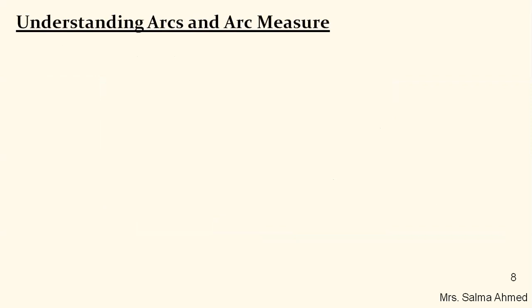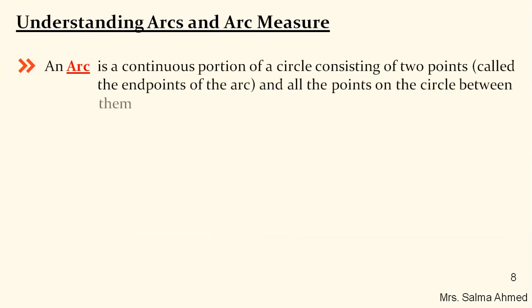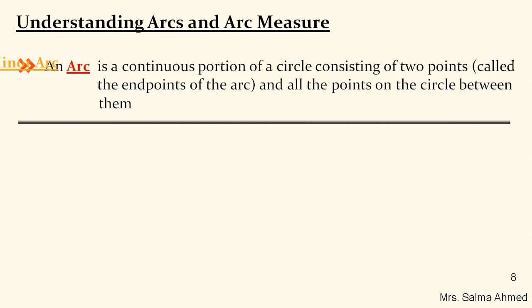Understanding arcs and arc measures. What is an arc? It is a continuous portion of a circle consisting of two points called the endpoints of the arc and all the points on the circle between them. So here we have different types of arcs.